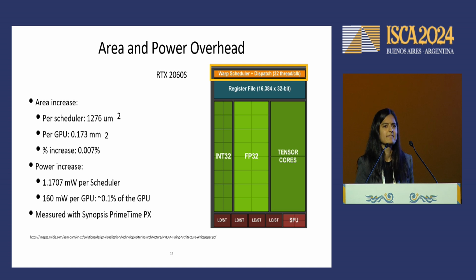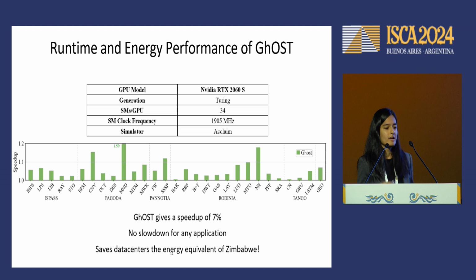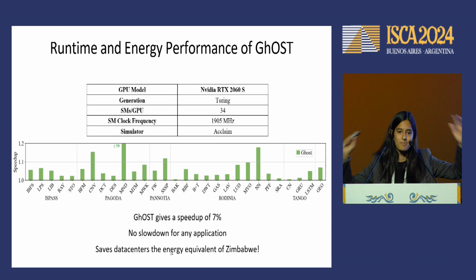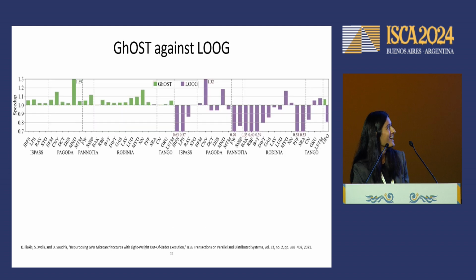And so we went ahead and evaluated Ghost. And if you implement Ghost, what you will find is that Ghost gives a speedup of 7% across application types. Ghost does not show any slowdowns for any applications. And finally, if you implemented Ghost in your data center GPUs, in a year, you would save the energy equivalent of the entire country of Zimbabwe, right?